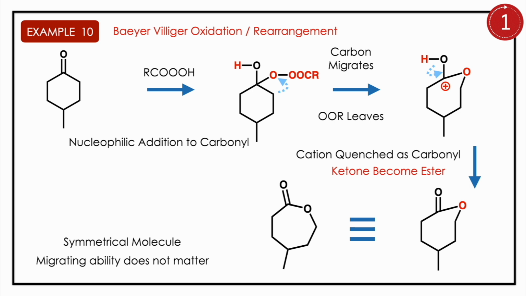The interesting fact here is that the ring is expanded by the insertion of oxygen. So you start from a 6-member ring and end up with a 7-member ring. The molecule is symmetrical, so migration of any carbon leads to the same product. The concept you have to learn here is that in Baeyer Villiger oxidation, the ring system always expands to the next size.